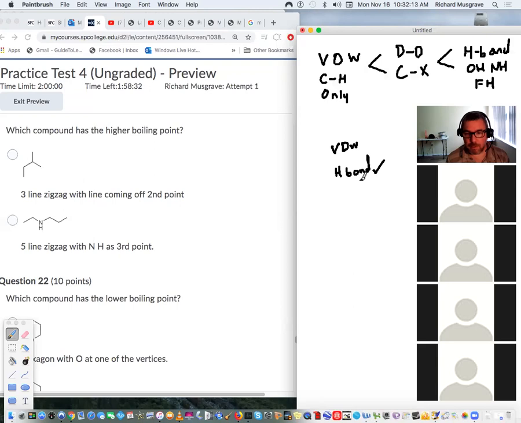So what do you have to be able to do? Well, you have to be able to look at these diagrams and tell which intermolecular force you're dealing with. You also have to be able to identify the different things that help you figure out what the intermolecular force is. Anybody have any questions?